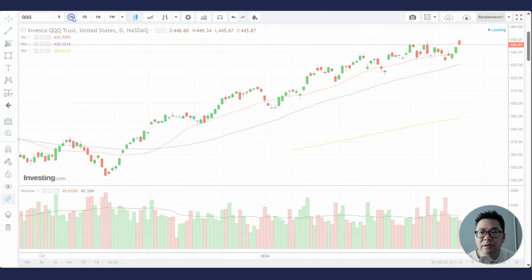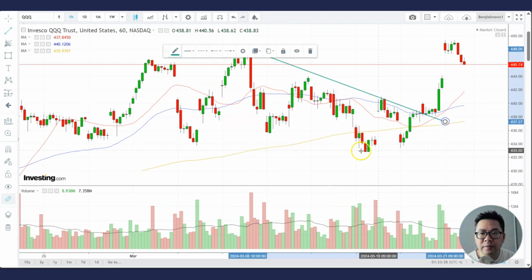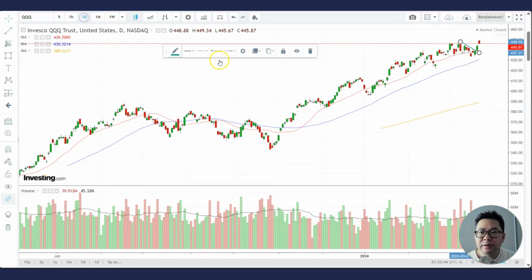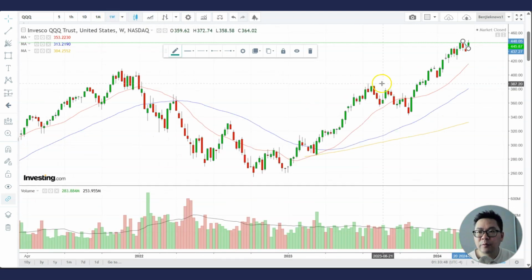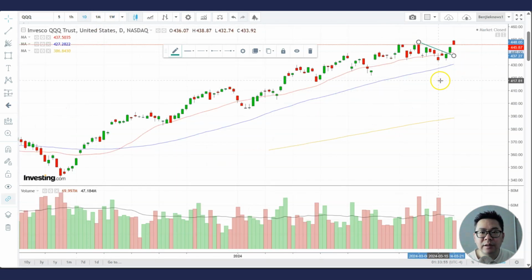Now, recently, on the 60-minute chart, it broke above this downtrend line, made a double bottom here, and then it went up. Especially after a Fed decision, things are looking well for the Qs. On the weekly chart, it is in a nice uptrend, so you want to continue to stay bullish on it as long as it's above the rising 50 MA.